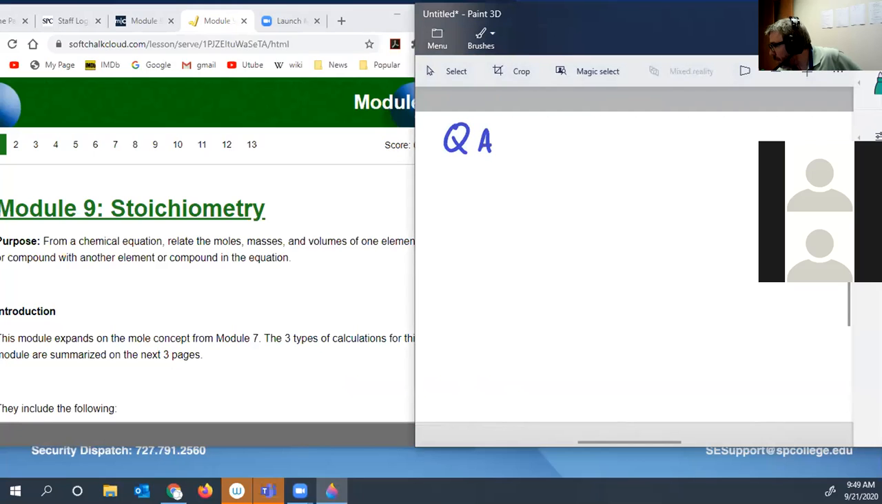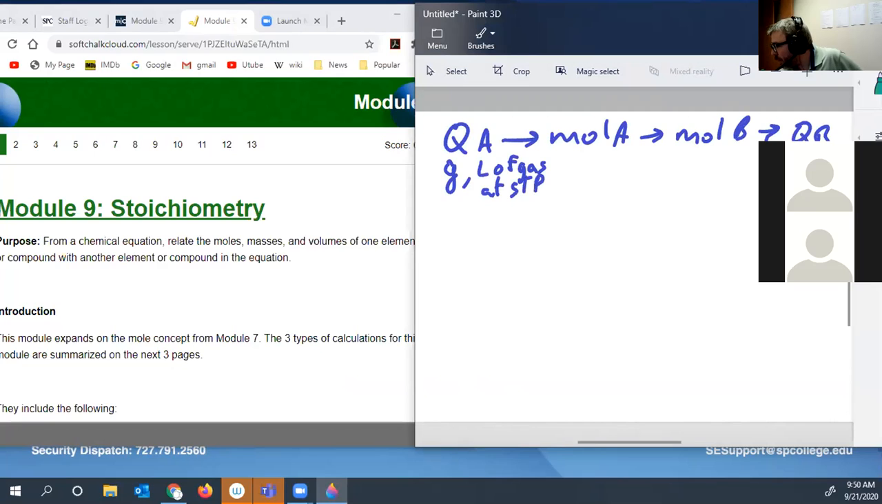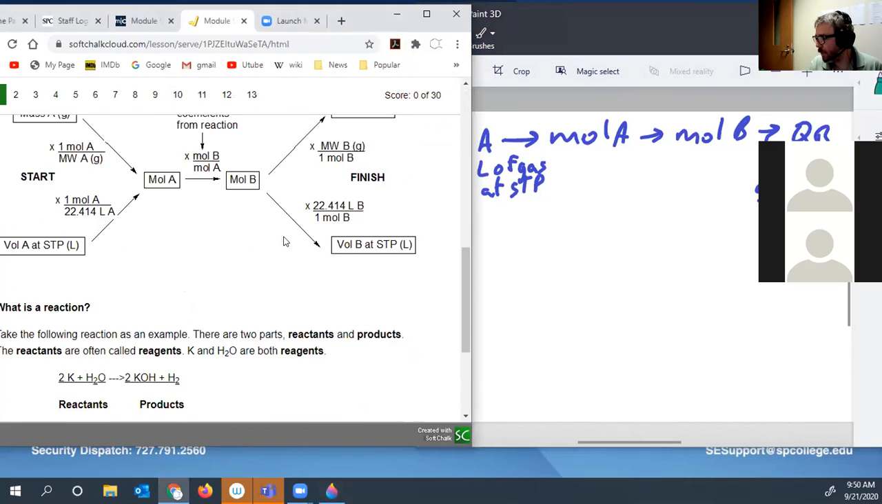So when we're doing these problems, I like to use this modified flowchart here: QA, mole A, mole B, and then QB. And then I like to use dimensional analysis to solve these. The things we can always start with are grams or liters of gas at STP. And we'll pretty much just limit it to those 2, but you could use molecules and other things as well. And the things we can end with would be grams and again, liters of gas at STP. Okay. So that's what's going to form the basis of what we're doing here.